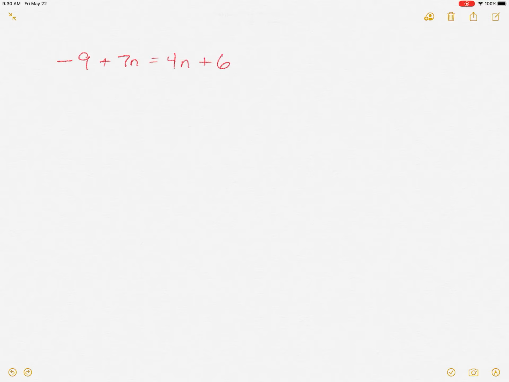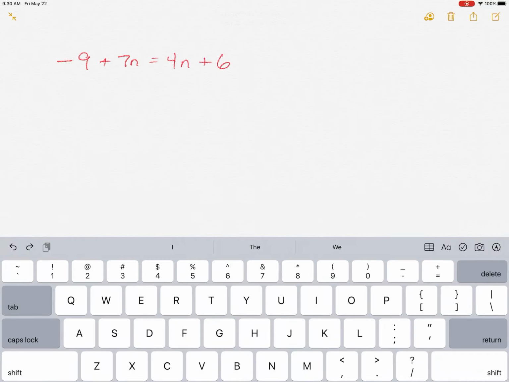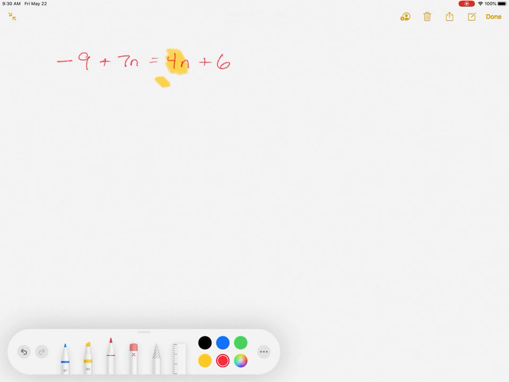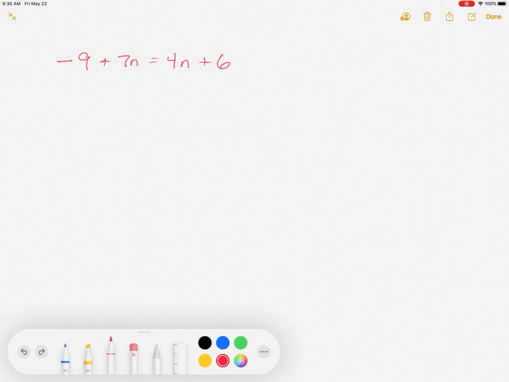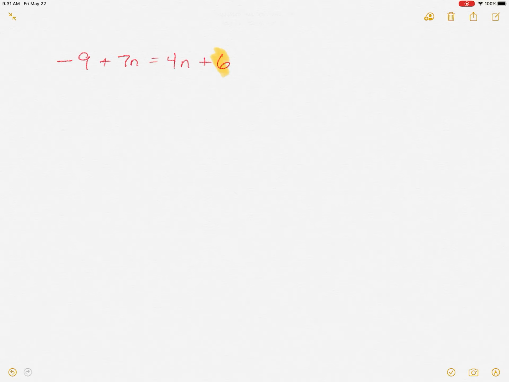So we'll start by, you know what? We could even start with the stuff that's on the right side of the equation if we wanted to. We could subtract 4n and then do the same thing on this side of the equation. All right. Or we could work with this. We could subtract 6. Subtract 6 on this side. There's so many options of things that we can do.